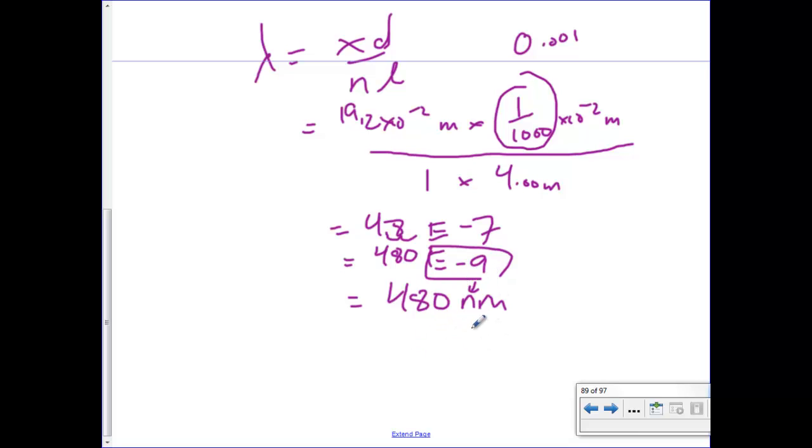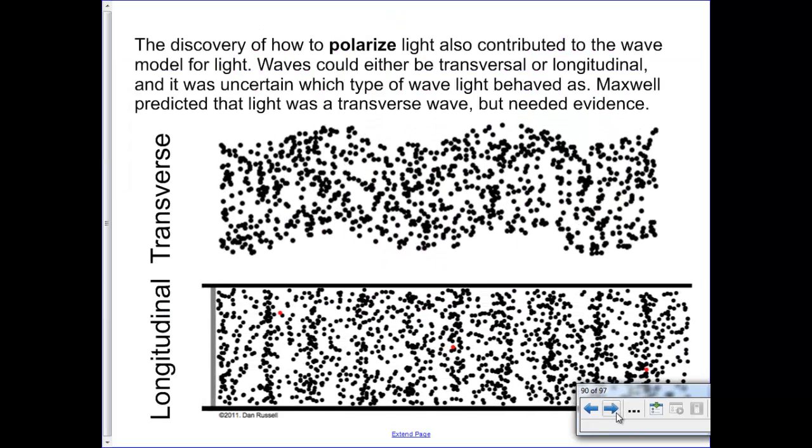So then 480 nanometers is, what is it, about red light, I think? No. 600, 700 is red. This is probably closer to purple, maybe blue light. Does that work? Awesome. Okay.